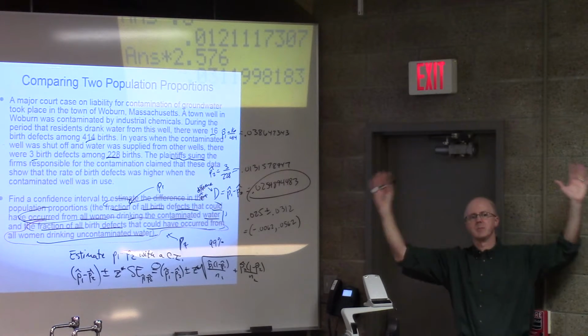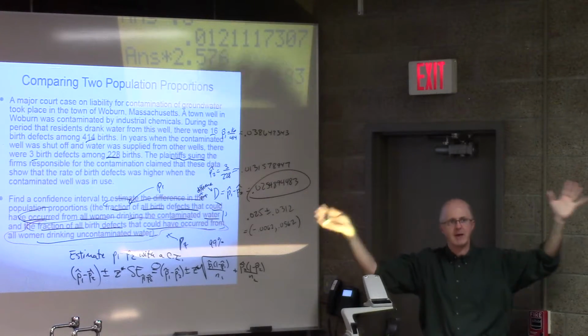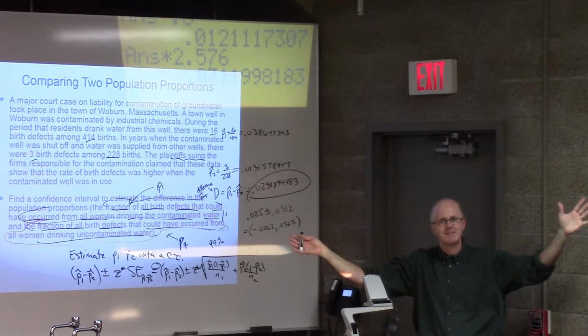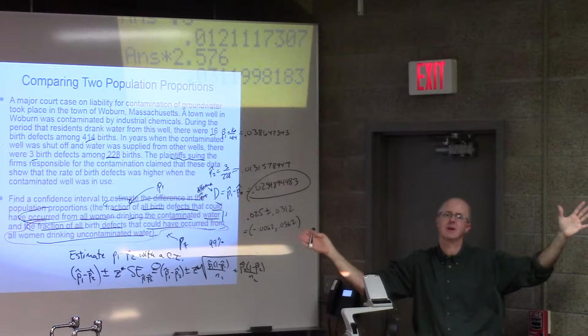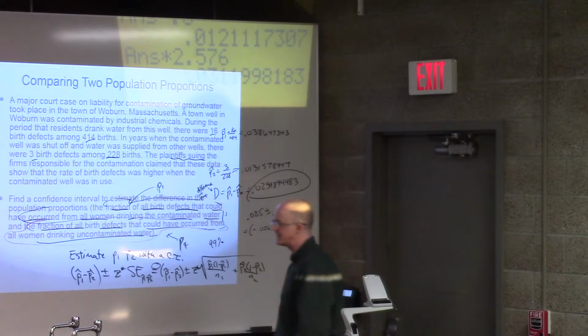But if you're thinking in terms of all the women who could have drank from these wells and could have had babies but didn't, maybe we don't quite have strong enough evidence against the null that the proportions are equal. We're not going to worry about those kinds of details.